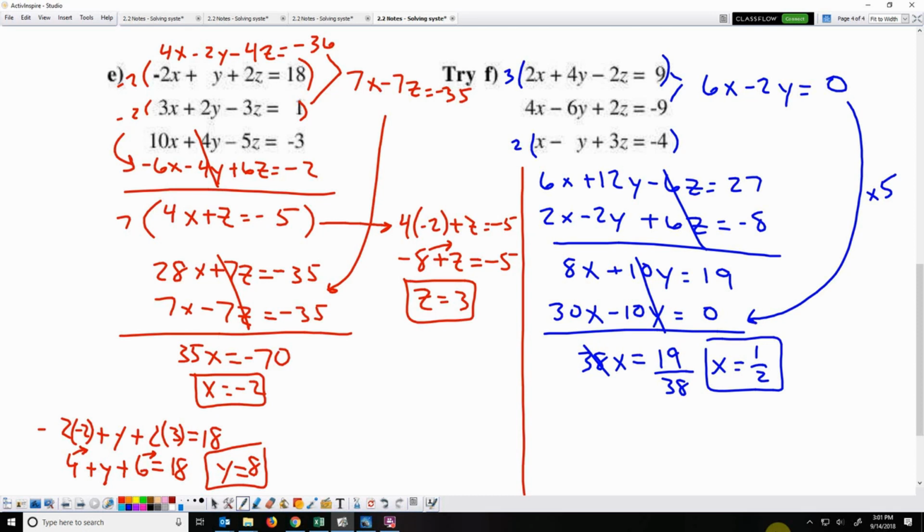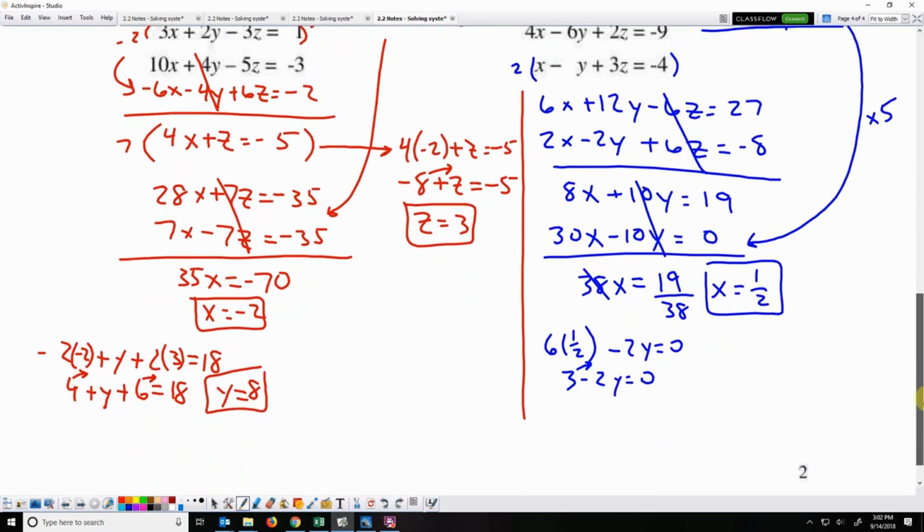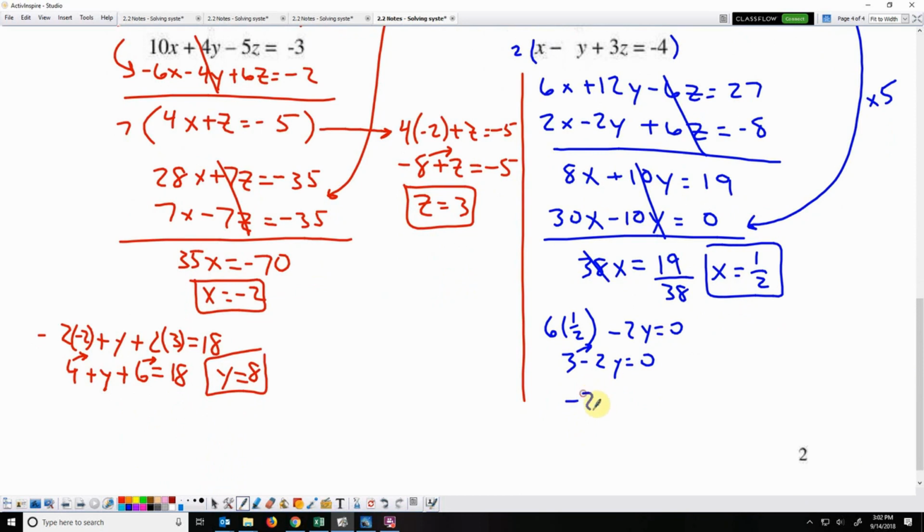Okay? So the easiest place I think to substitute that is right here. So I'm going to put that 1/2 in for x. 6 times 1/2 minus 2y equals 0. So that 6 times 1/2 is 3. And I'll move that 3 over. So I'll get negative 2y equals negative 3. And divide by negative 2. Negative divided by negative is positive. And it's 3 over 2.